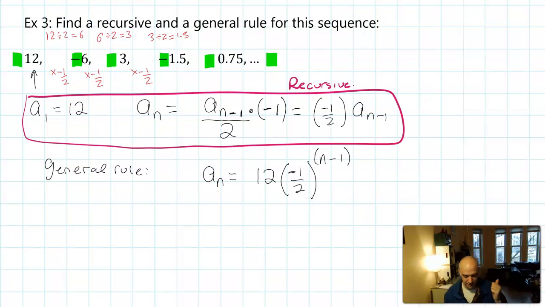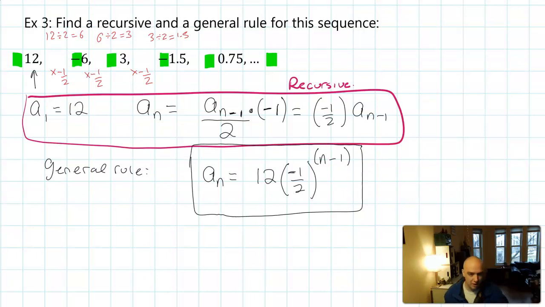So that in the first term I'm multiplying by negative 1/2 zero times, so it's just a 0th power, 1. Second term, you're multiplying by -½ one time, 2 minus 1. That would work. And this is, in fact, the general rule for this sequence.